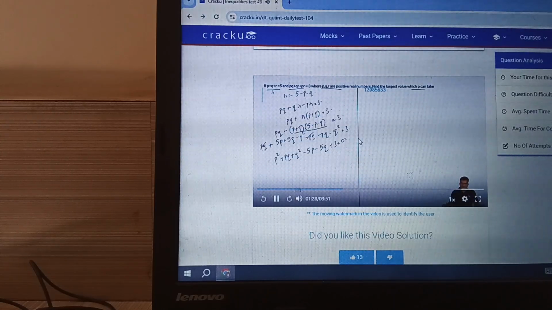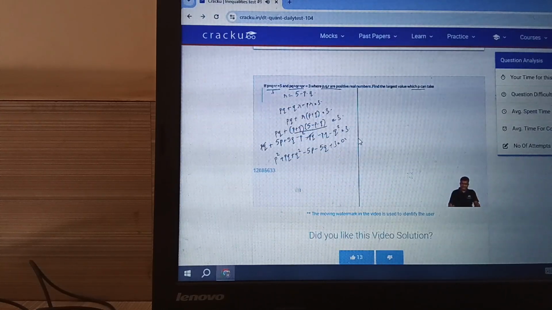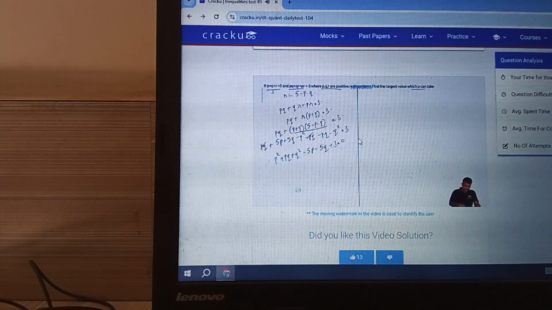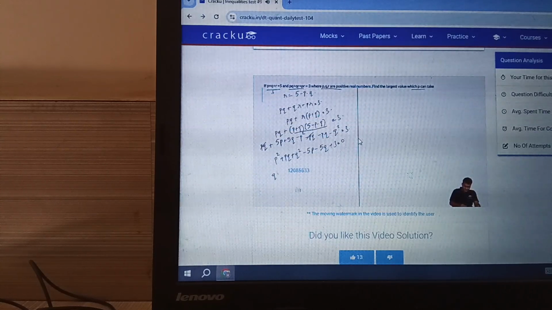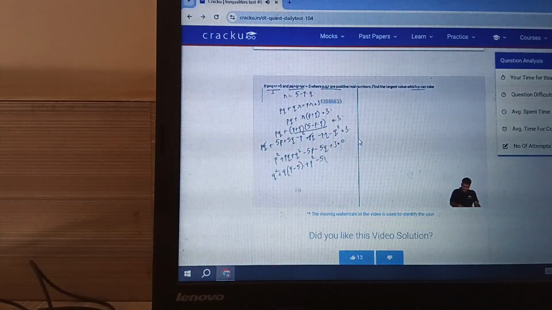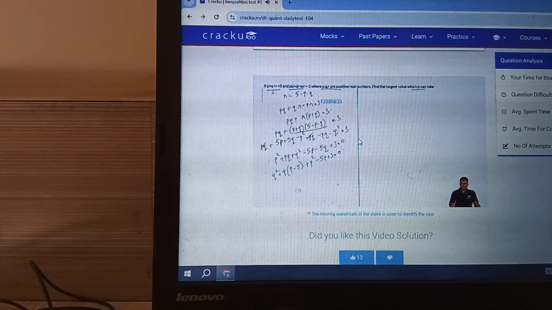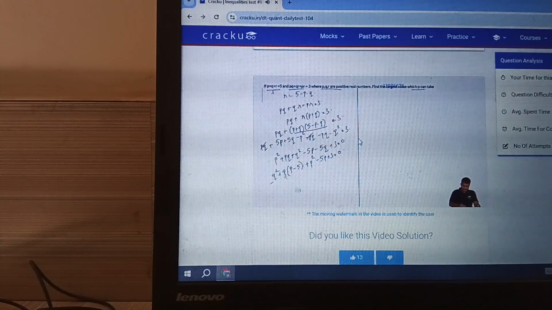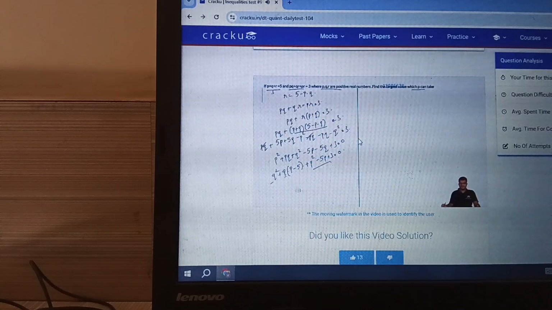This is a quadratic equation in P, this is a quadratic equation in Q. Let us try to make this a quadratic equation in Q first, and then we'll use the fact that Q is a real number to calculate the maximum and minimum values of P. How are we going to do that? We'll write this as Q square plus Q into P minus 5 plus P square minus 5P plus 3 is equal to 0. Essentially, we have segregated all the terms which have Q square, which have Q and which don't have any term of Q in it.